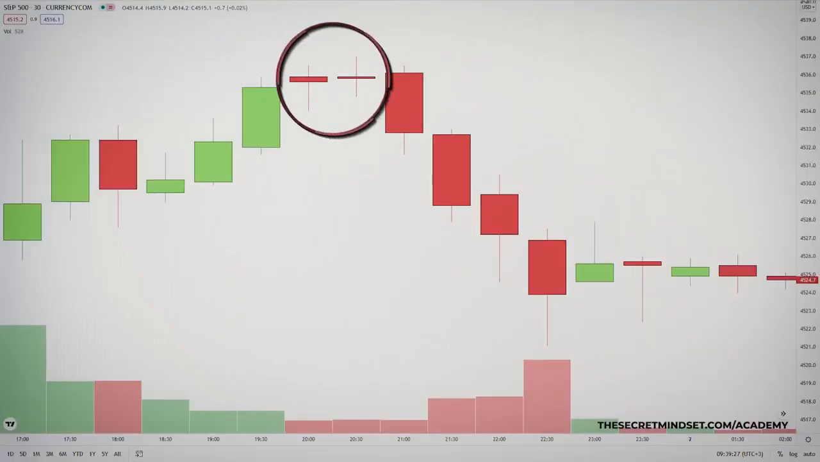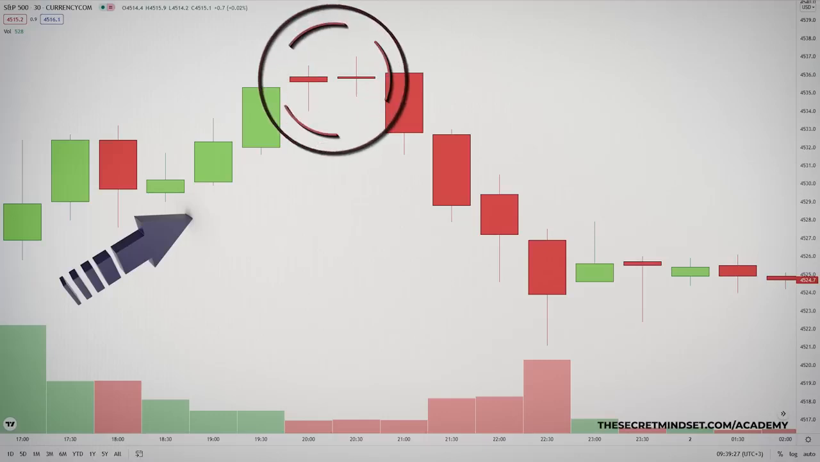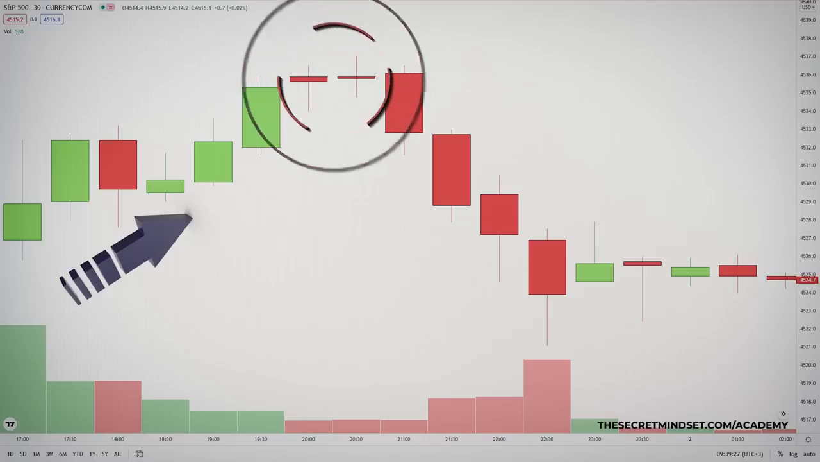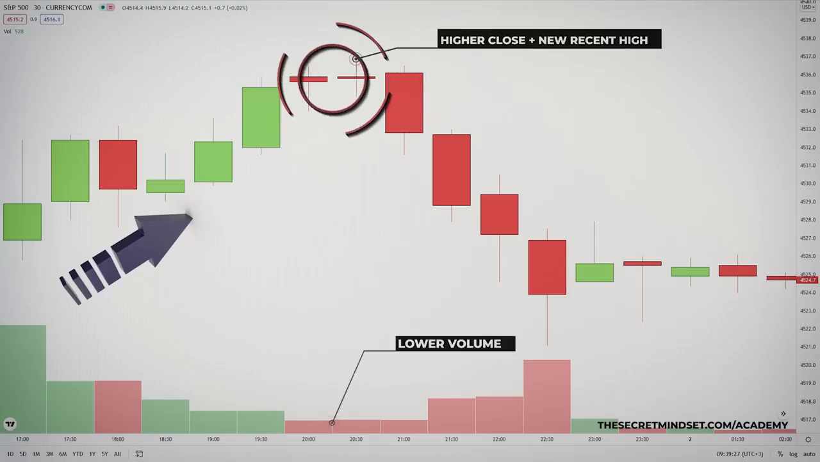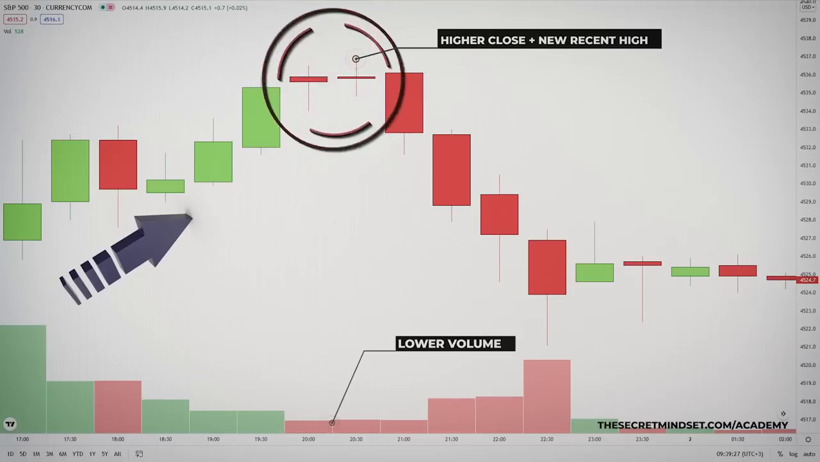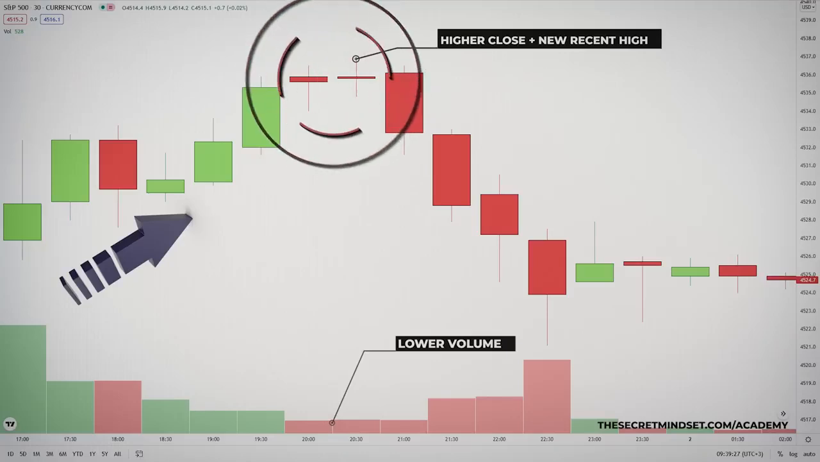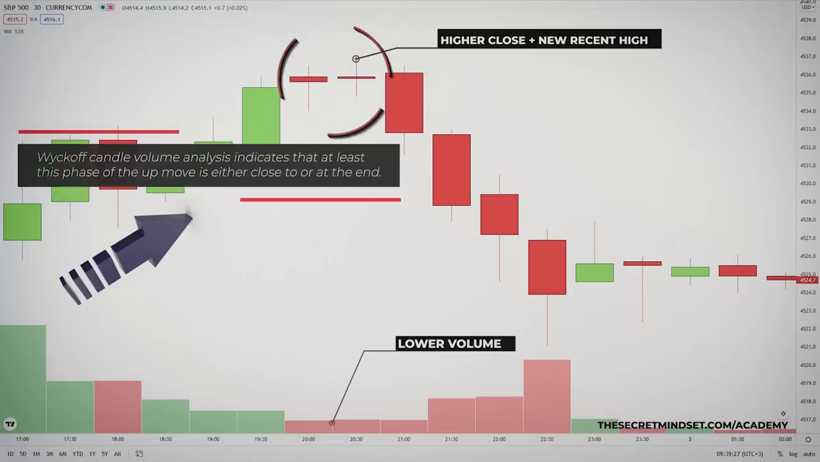Preceding the 2 dojis marked on the chart, you can see that the market has been in an uptrend. As the market moves up to the highest point, the amount of interested buyers is drying up. We know this because the volume is greatly reduced compared to the previous candles, even though the S&P is making a new recent high, and strong markets don't behave this way. This occurs at the top of the market, and when we apply Wyckoff candle volume analysis, the doji indicates that at least this phase of the up move is either close to or at the end.